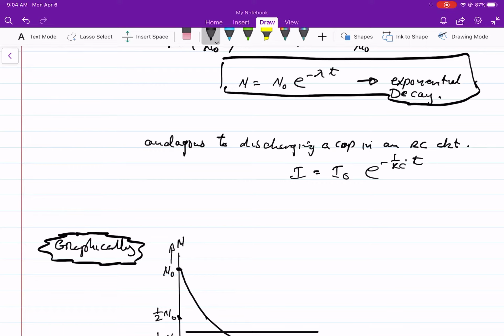There's a nice problem on one of the past papers that makes the connection between the two. They actually compare the two directly. Where the RC in this equation was the time constant, and the lambda up in this one is the decay constant. So that's an interesting analogy. The two equations look pretty much the same.